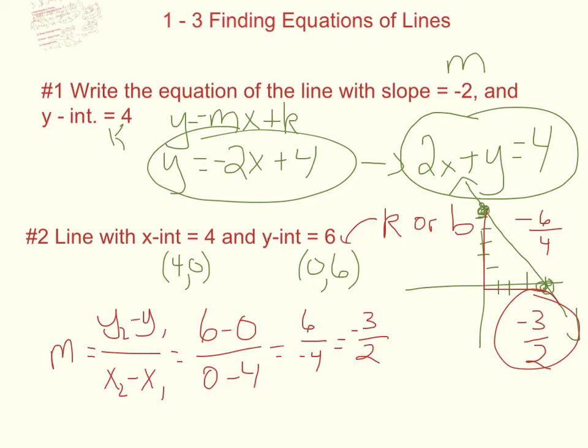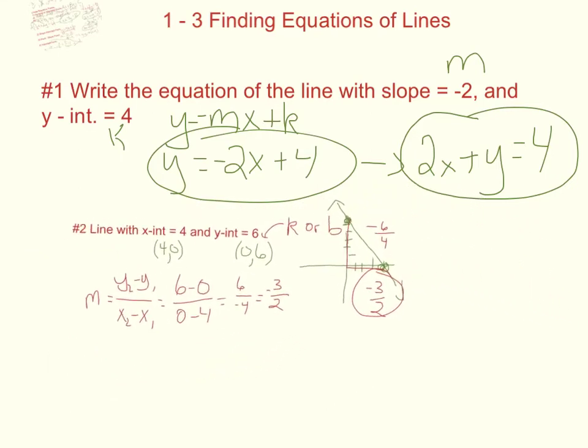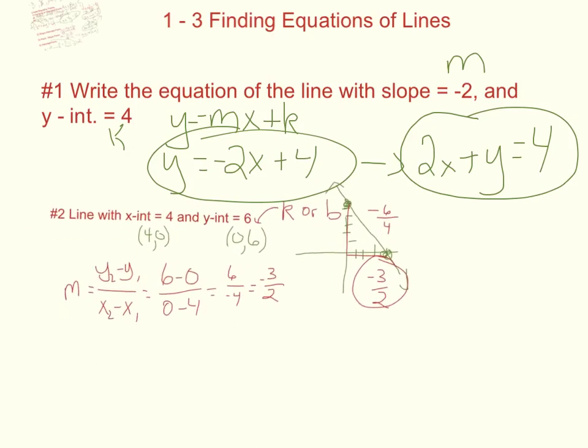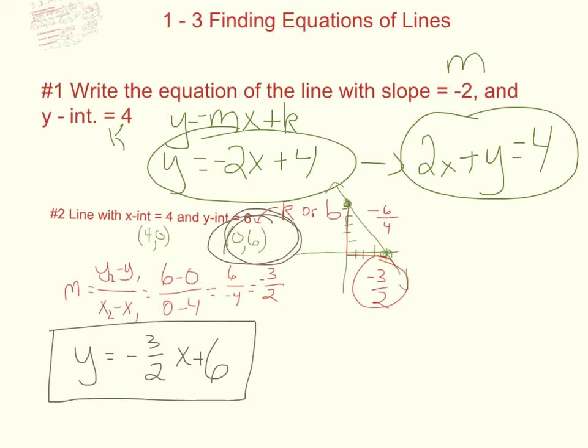So, I need a little bit of room here. Let me see if I can make myself some room. y equals m, we just found that, negative 3 over 2 x plus b. And b was what? Oh yeah, I gave it to you. That was a freebie. You're welcome, guys. No more freebies after this. So there's your equation in slope-intercept form.